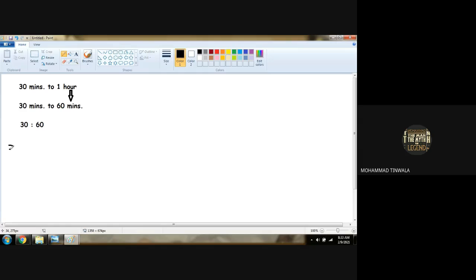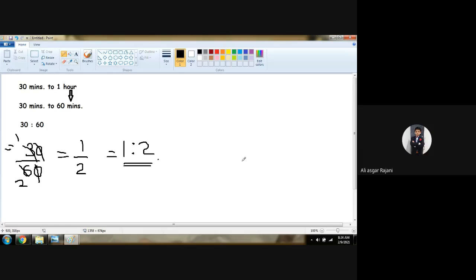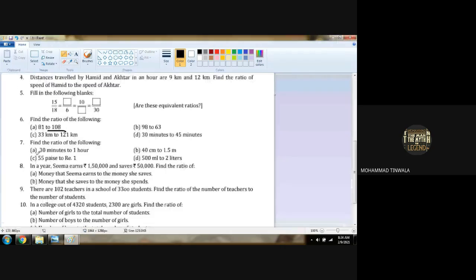So can I take this as 30 upon 60? The 0 got cancelled here. 3 1s are 3, 3 2s are 6. So you got 1 upon 2. So 1 is for 30 and 2 is for 60. So 1 is to 2 is our answer. Anybody has any doubt with this? No doubt. So the rest of the 3 sums you have to do on your own. Chalo, question number 8.